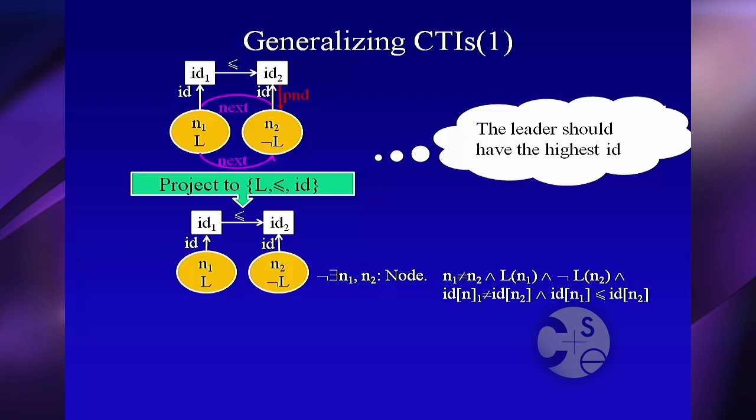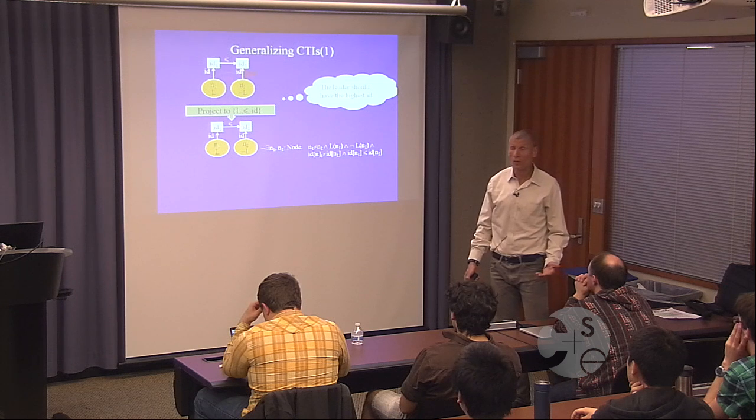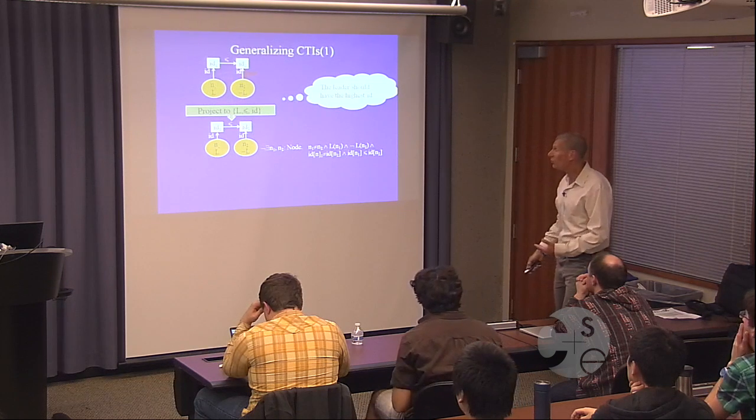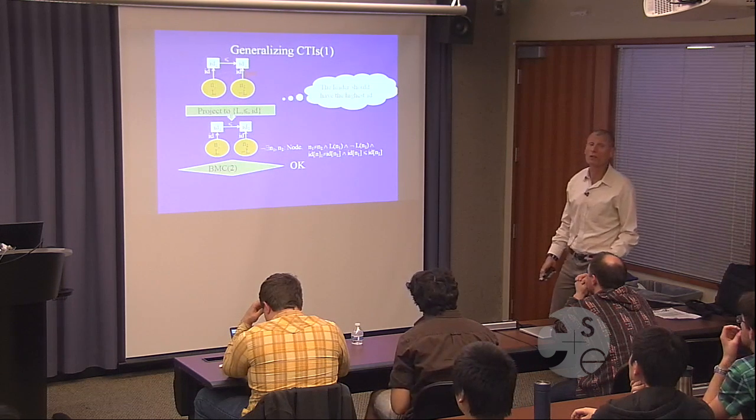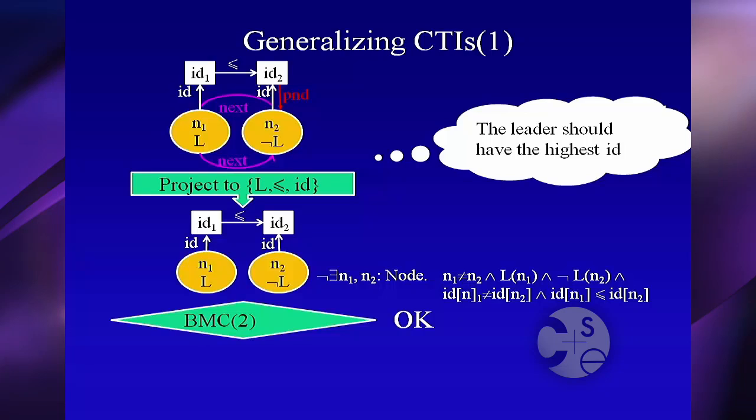Of course, when I do this, now I exclude more state, because this one here denotes something that's not really important. And of course, you see this formula is much more what I like. It says that there cannot be two nodes such that they are different, one of them is a leader, another one is not a leader, and the other one is greater than it. And this one, we can bounded model check and check it's okay.